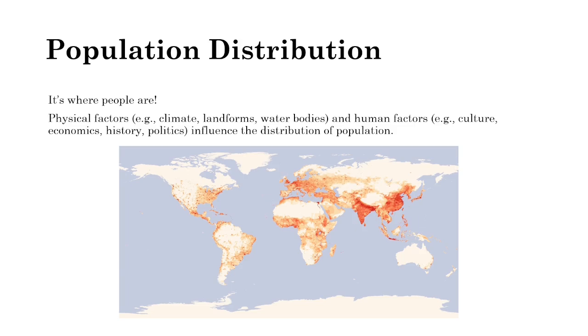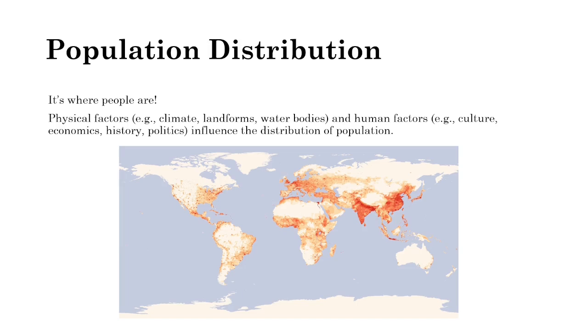Population distribution. It's very simple. It's where people are. Where are they distributed throughout the world? We can see here we have some population clusters throughout the world, like in East Asia and China, and South Asia in India specifically. We also have a population cluster in Europe. We have some in the Eastern United States, as well as Central Sub-Saharan Africa.